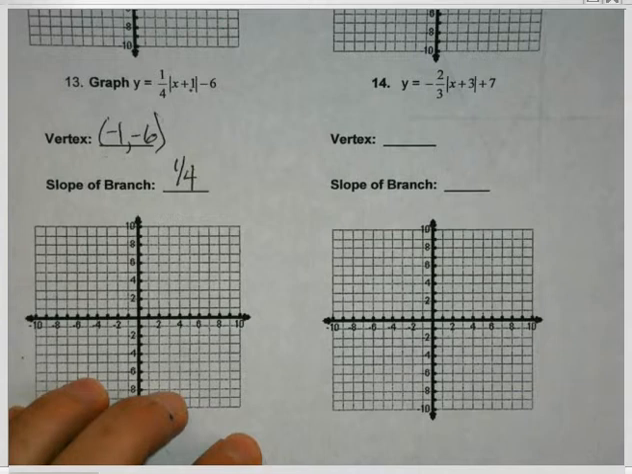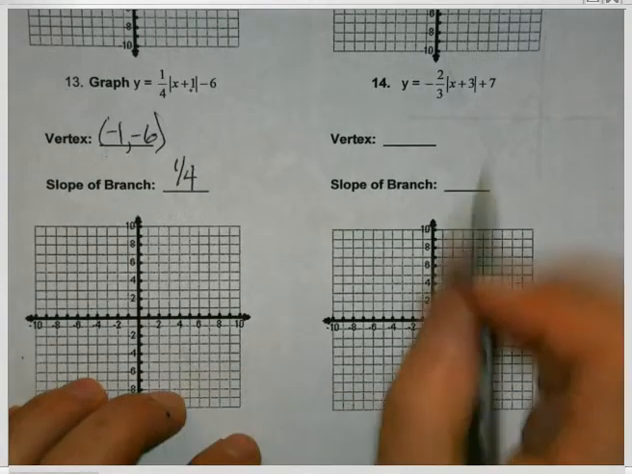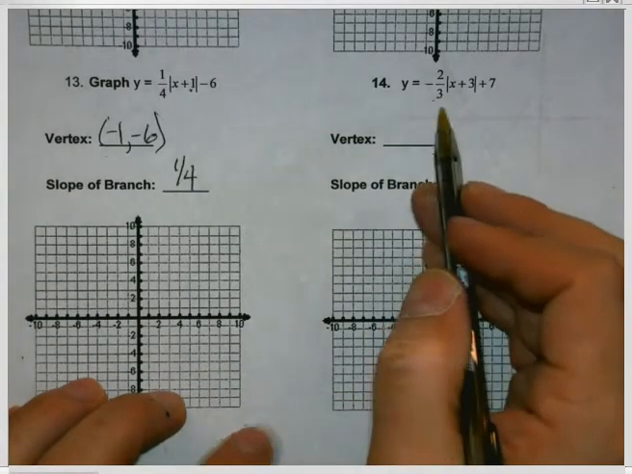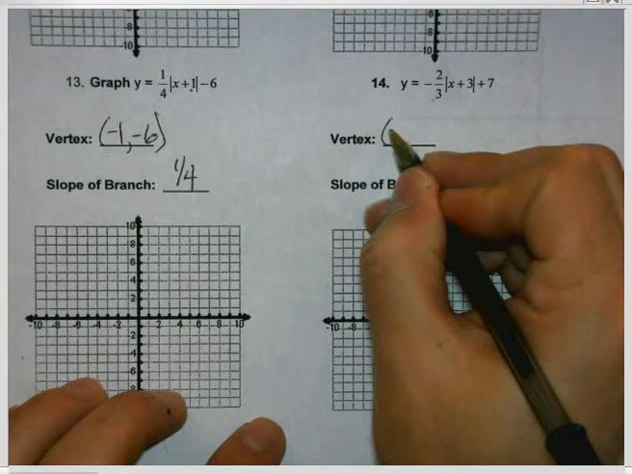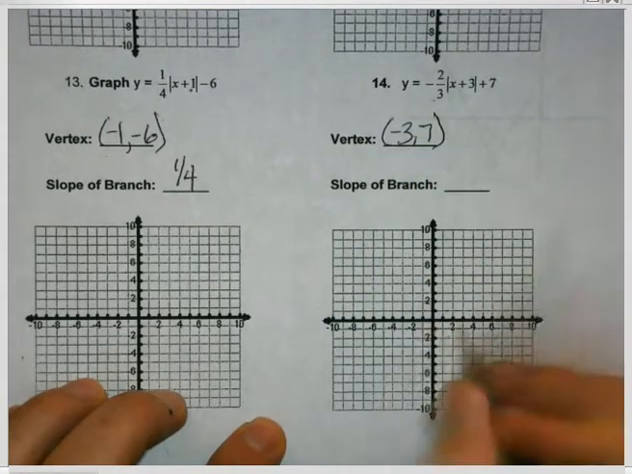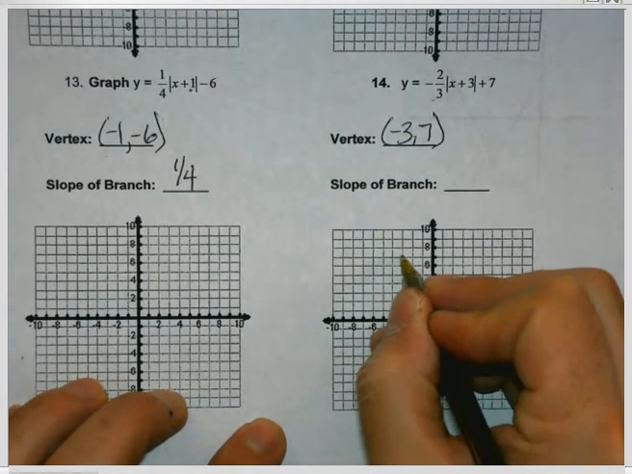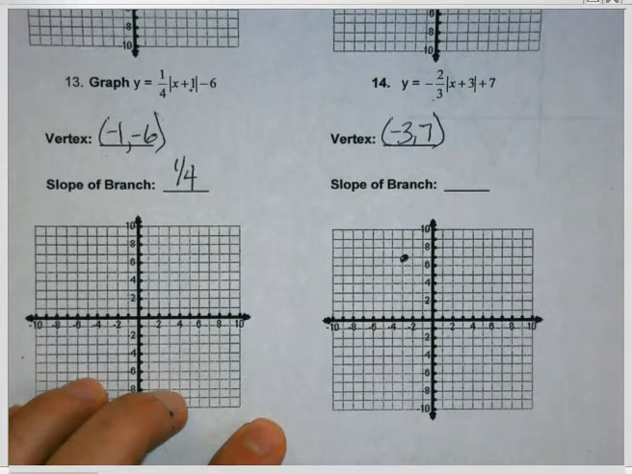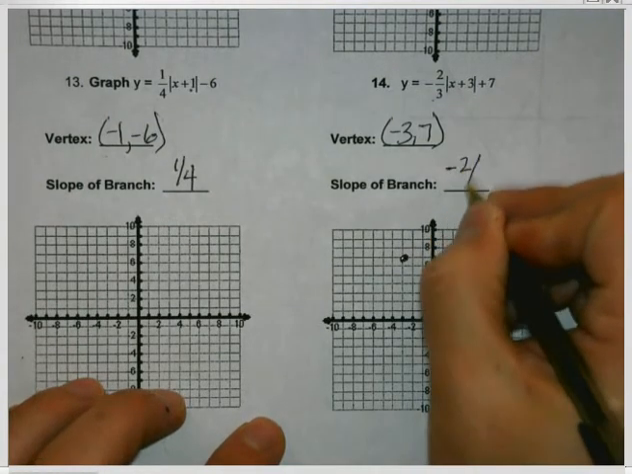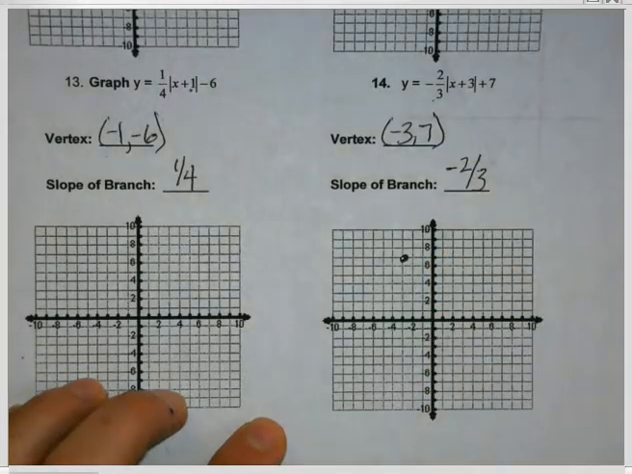Okay, last one. Now I want to take a look at this one closer. What's my vertex on 14 going to be? Negative 3, 7. Graph that first. And then my slope is negative 2/3. Now remember, that negative 2 can go on either one of the numbers, but only one of the numbers. So I would just put it in my numerator.